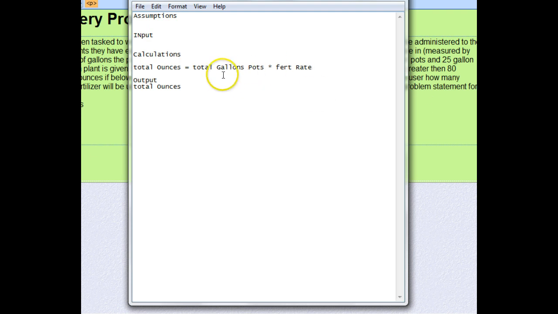So if I know, based upon all the different kinds of pots I have, how many total gallons of pots I have and I know what the rate is, I just multiply that together and that gives me my total ounces. A lot has to go on in order for me to figure out these two, but that is the basic math I'm going to have to do.